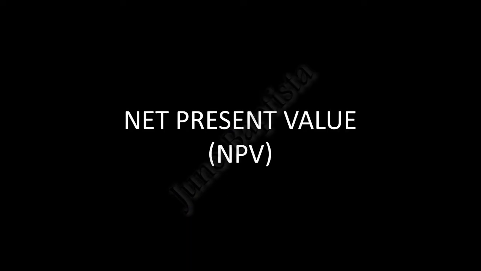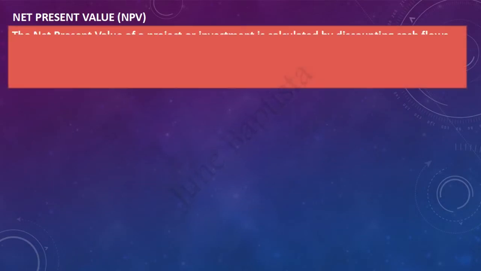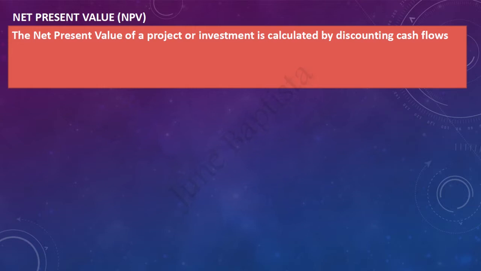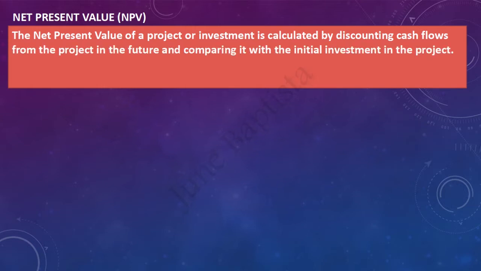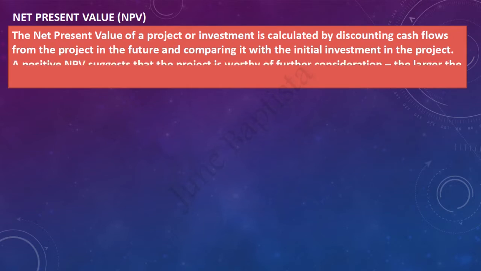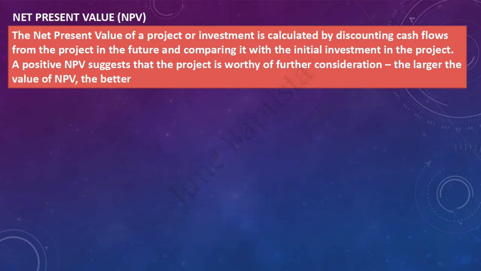Net present value. The net present value of a project or investment is calculated by discounting cash flows from the project in the future and comparing it with the initial investment in the project. A positive NPV suggests that the project is worthy of further consideration. The larger the value of the NPV, the better.